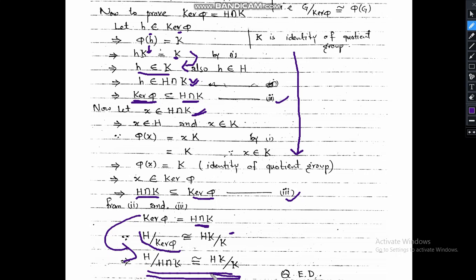So study this theorem carefully, because these three theorems are very important, and at least one from these will be asked in your entrance examination.